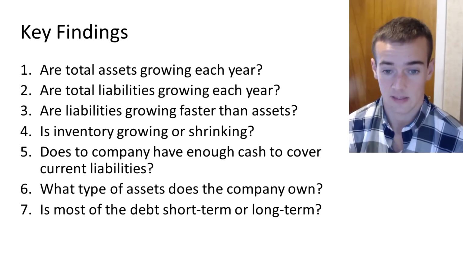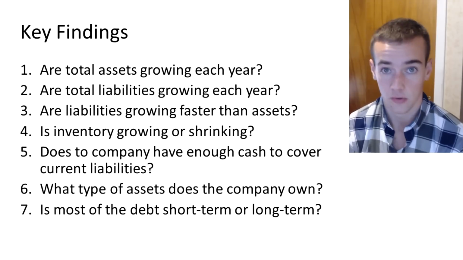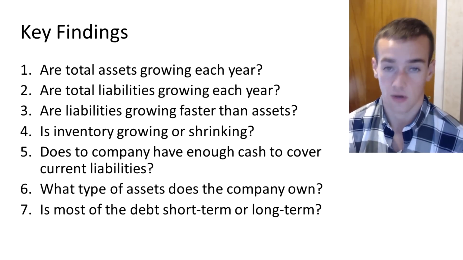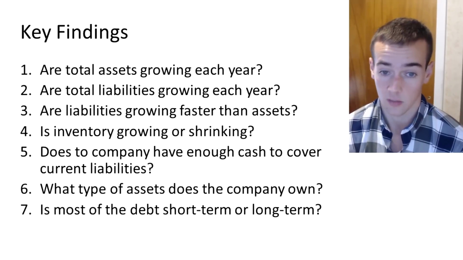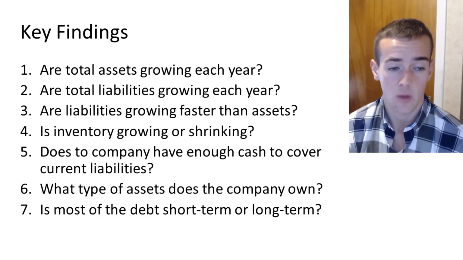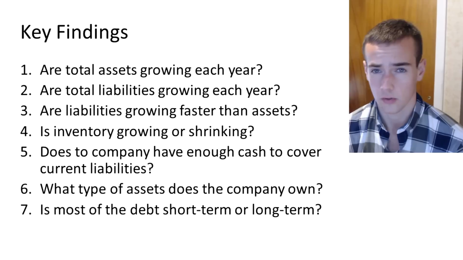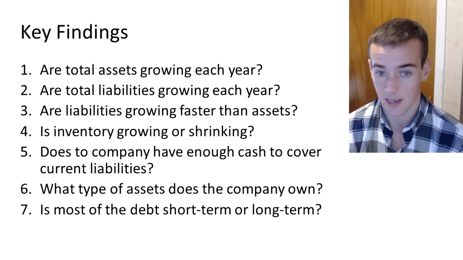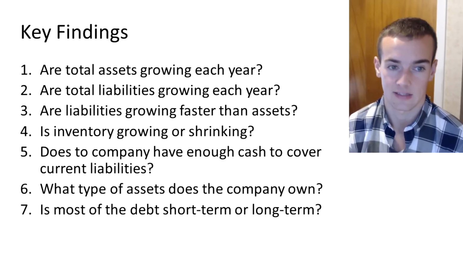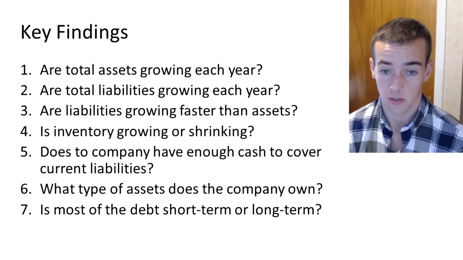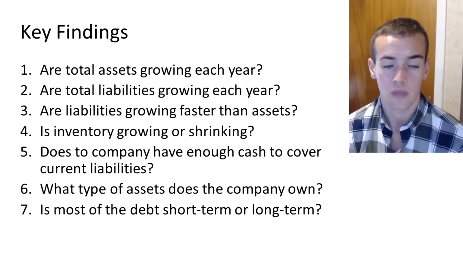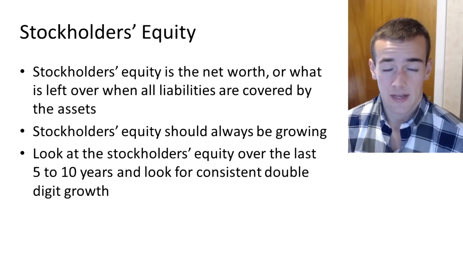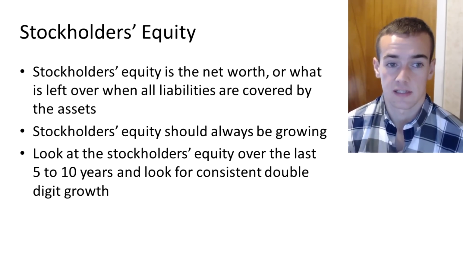Number six, what type of assets does the company own? So are most of their assets current assets that are currently in cash or convertible to cash in the next 12 months? Or are most of their assets non-current assets that are not readily available in the form of cash? And number seven, is most of the debt short-term or long-term, or current liabilities versus non-current liabilities? These are the 7 questions I ask myself when looking at the assets and liabilities of the balance sheet of a company. And I highly encourage you guys to include some, if not all of these, in your analysis of a company balance sheet. So the next section of the balance sheet we will discuss is the stockholders' equity.